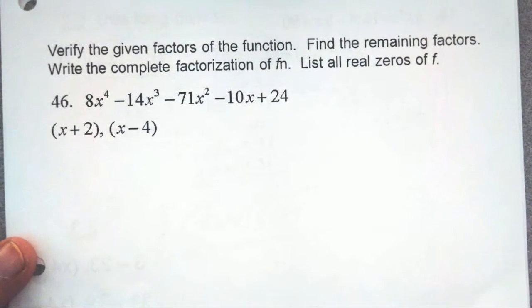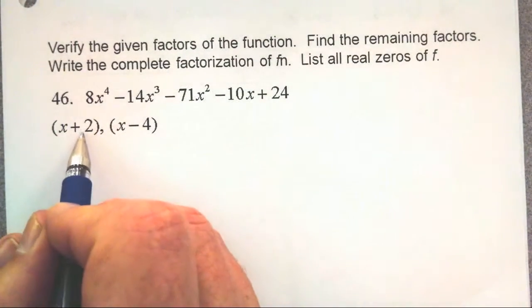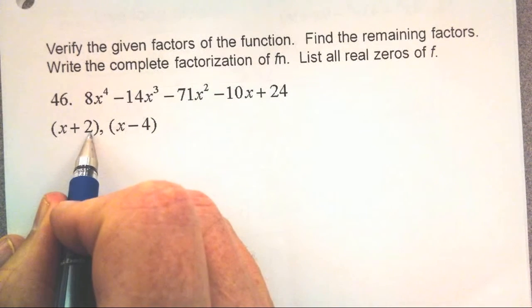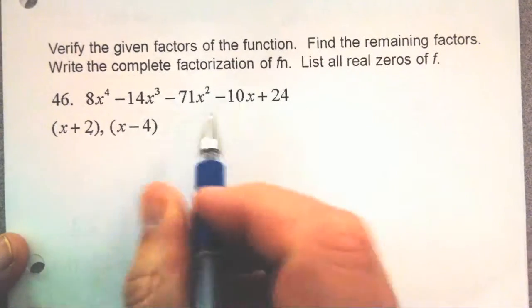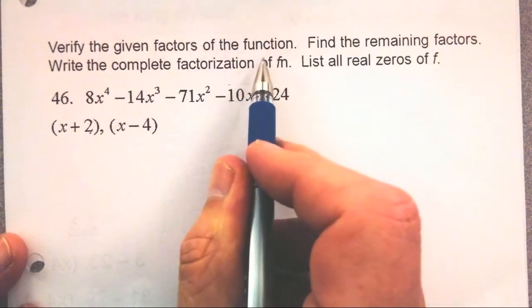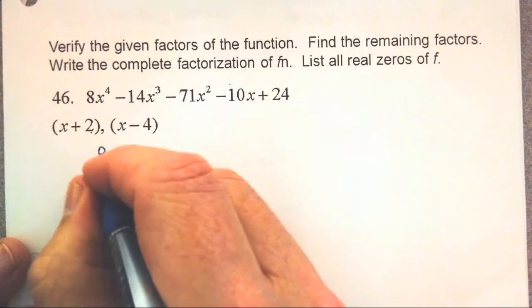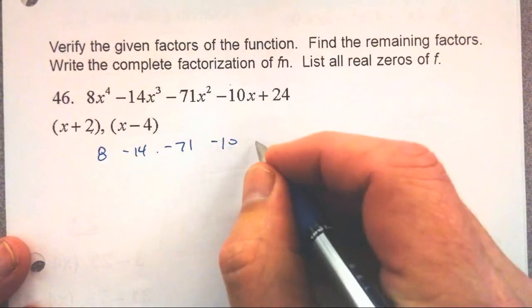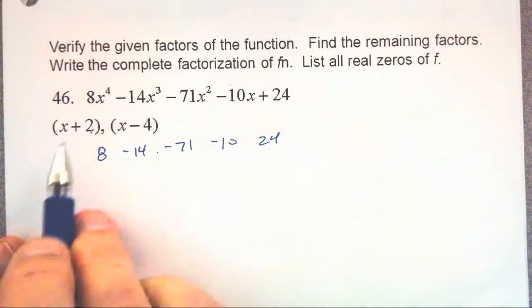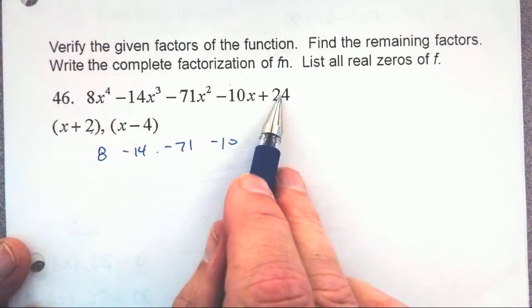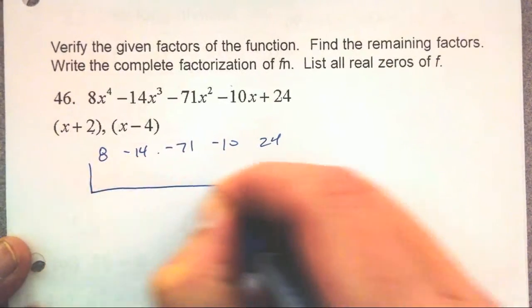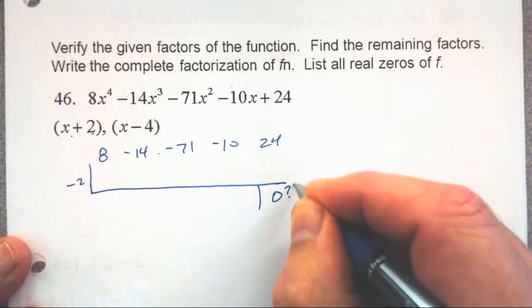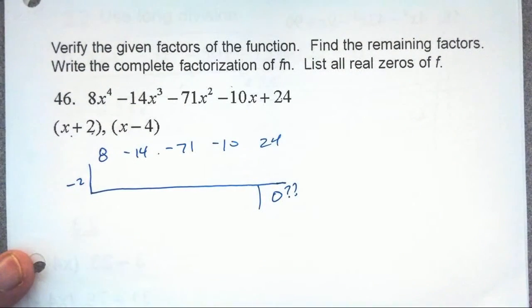Okay, now, where we're really probably going to specialize in synthetic division is verify the given factors of a function, find the remaining factors. So here's my supposition. Maybe x plus 2 is a factor. And this basically says it is because it says verify that it is. How do I verify? 8, negative 14, negative 71 sounds terrible, negative 10, 24. One thing I could do is long divide x plus 2 through this. But if I synthetically divide negative 2, my box through this, I'm wondering if I can end up with 0. Then it would work out evenly.